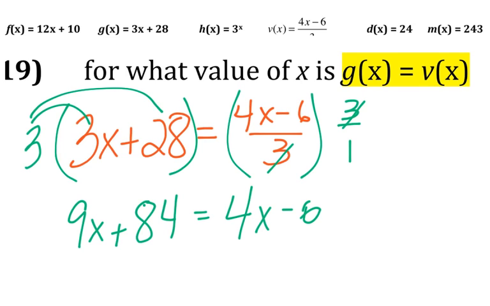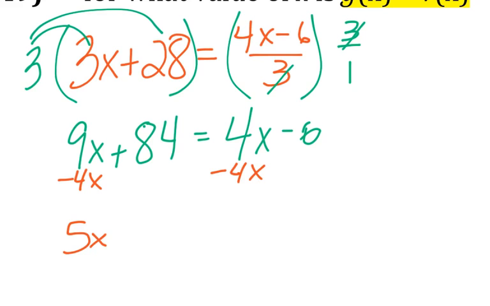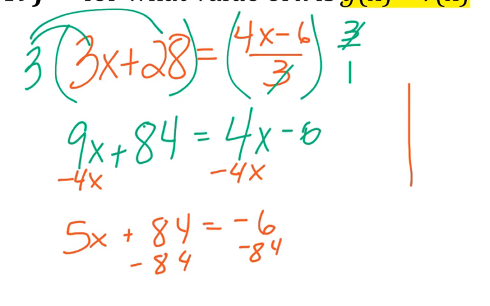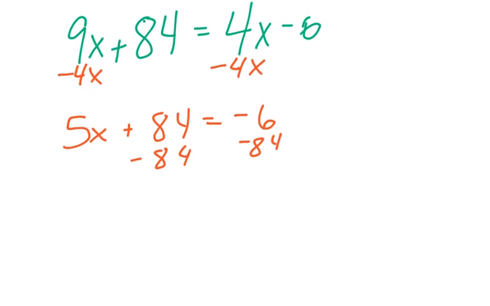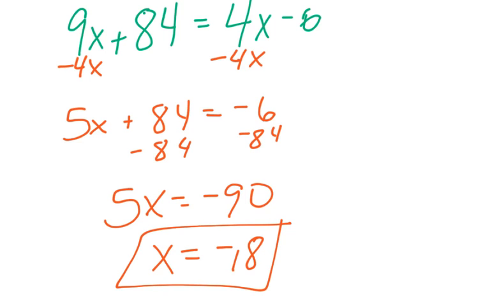So now I can worry about getting my x's together on one side. So I'm going to choose to subtract 4x. So I'm going to have 5x plus 84 is equal to negative 6. And then I'll just subtract the 84. So 5x is equal to negative 90. And then divide both sides by 5. And so I'll get x is equal to negative 18. And that's my answer.